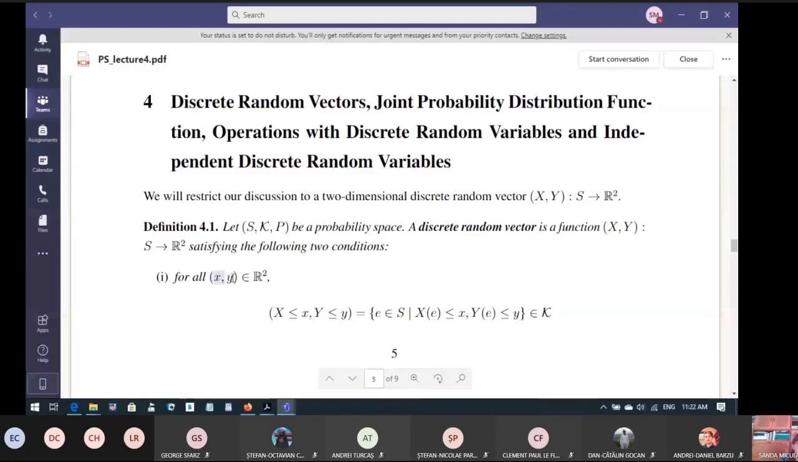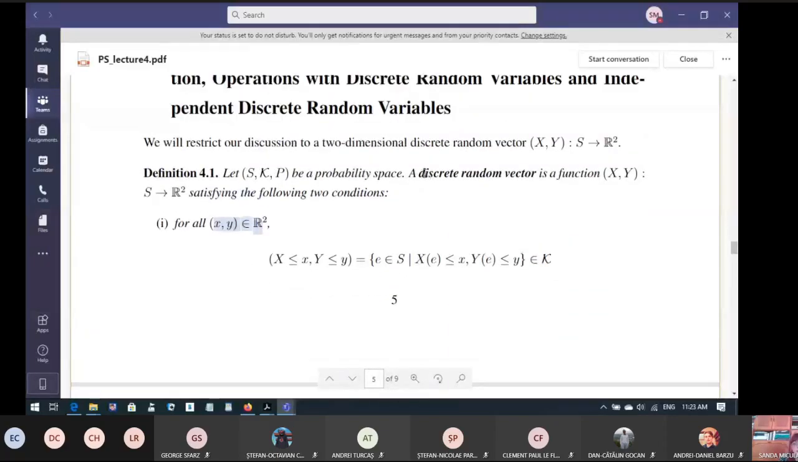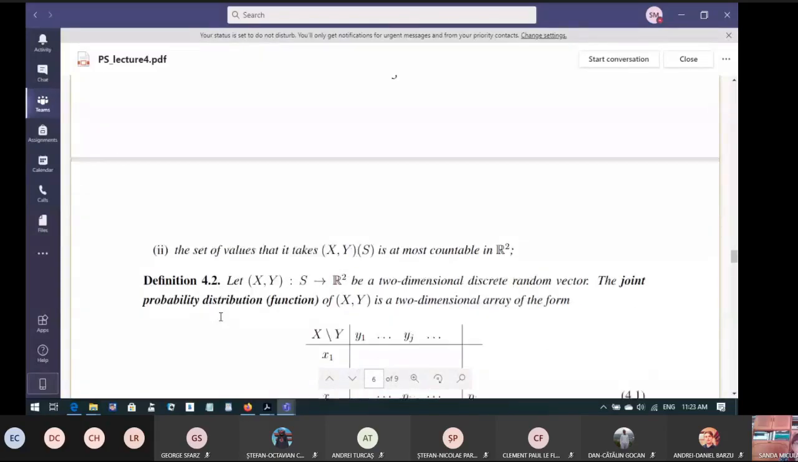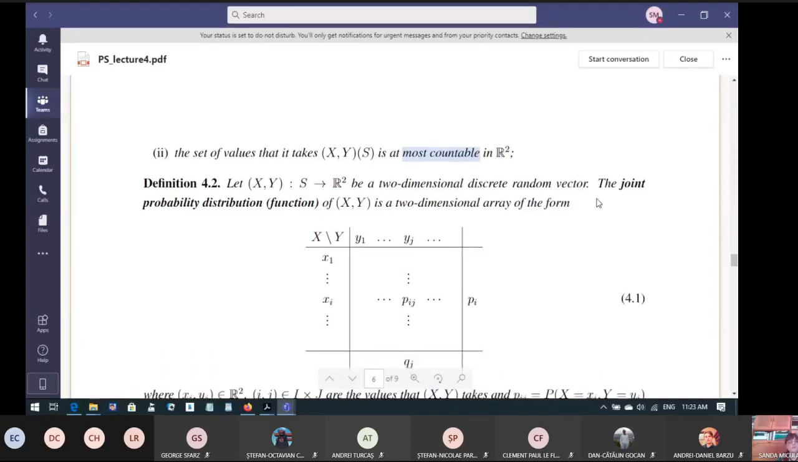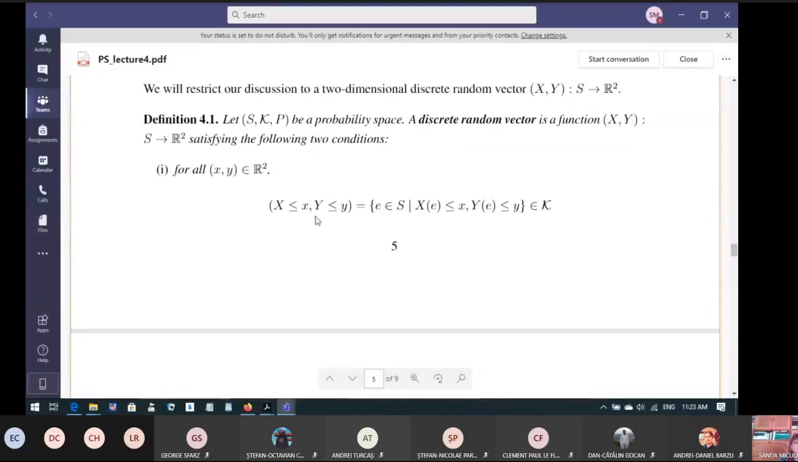Okay, now this has to hold for every pair in R2, right? Everything is now in 2 dimensions. And because we just talk about discrete random vectors, the second condition has to do with the type of values that it takes. Again, it should be at most countable, not in R, but now in R2.